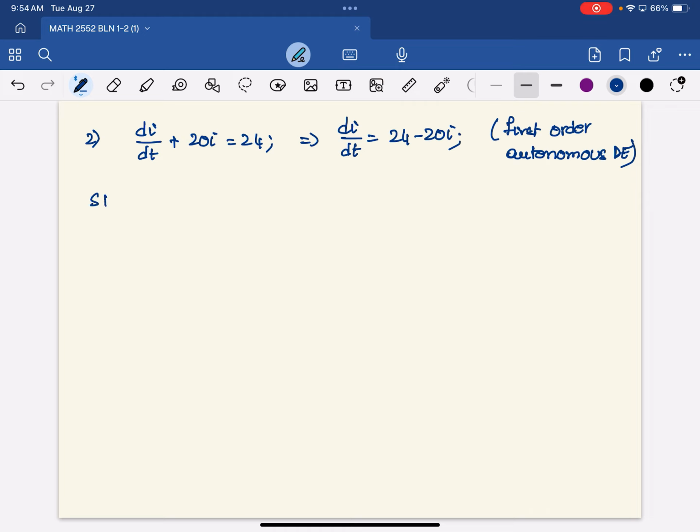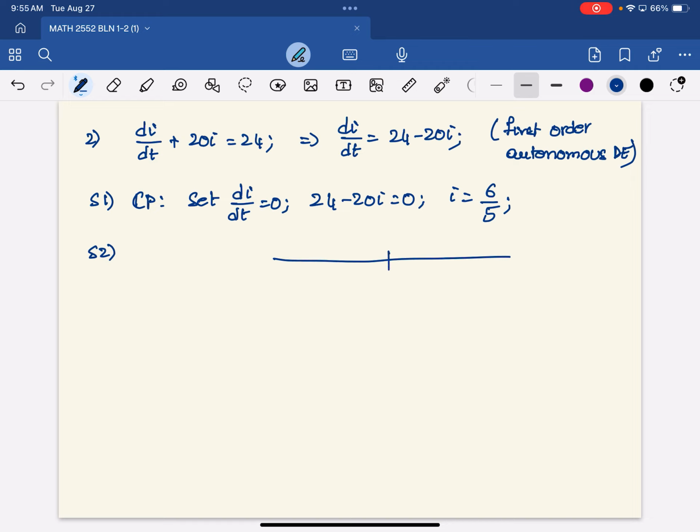Step 1 is to find the critical point. So how do I find the critical point? I set di dt equal to 0. So when I set di dt equal to 0, I get 24 minus 20i equals 0. So I is going to be 6 over 5. You see, 6 over 5 returns, right? So the next thing is you want to draw the phase line. Okay, this is 6/5.